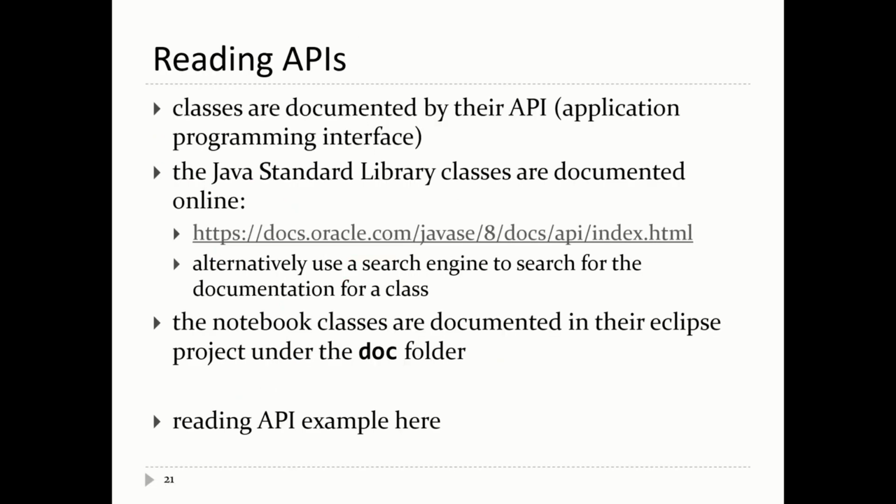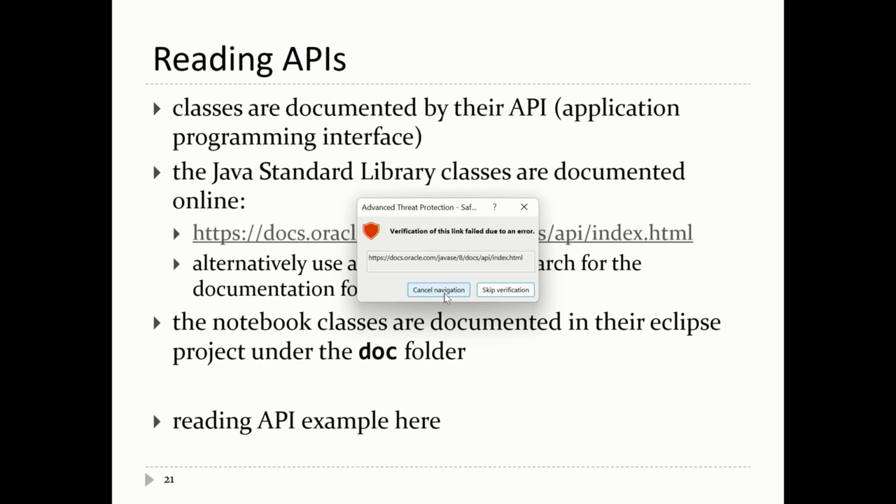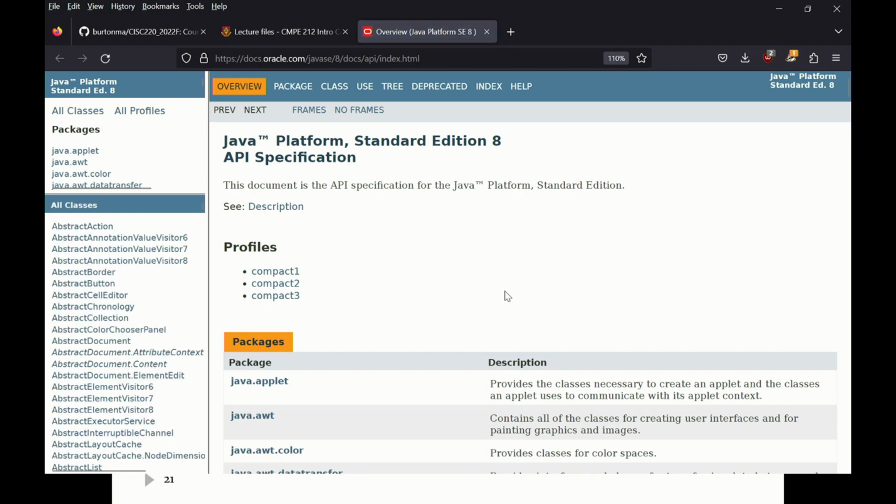Oh, here we go. This is where you learn how to read documentation for a class. When you go to use objects, you have to find out, well, how do I use this object? One way to do it, of course, is just to do an internet search of some kind. But at some point, you have to learn how to read the documentation for a class. All of the Java standard library classes are documented online. So if I click this link, this takes you to the documentation for version 8 of the language.